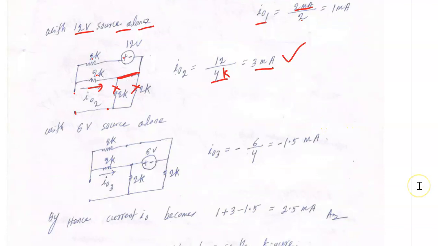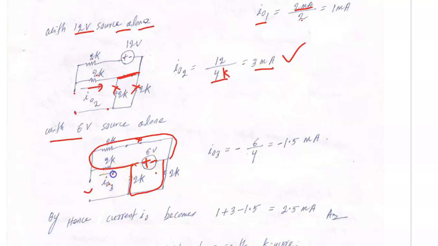Now the last one is due to the 6 volt voltage source. So this is open here, this is short, and this is the 6 volt voltage source. Now just look here, this 6 volt voltage source, this is one branch connected across the 6 volt voltage source and another branch, and this is the positive terminal, this is negative.